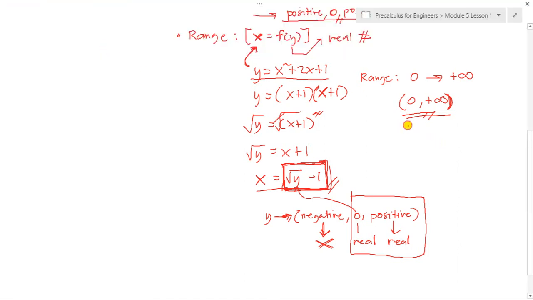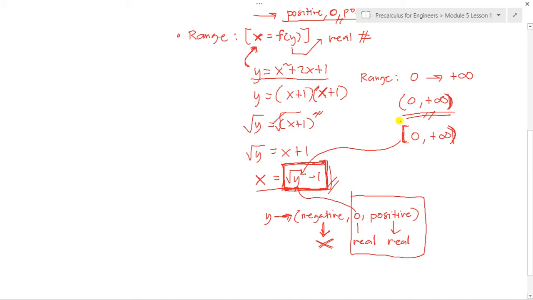Okay. So brace, then 0, then positive infinity. So again, ngano siyang brace siya? Because 0 is included. Okay? Pwede man ta maka-plug in sa atong y diri og 0. So kung 0 included, you put brace.